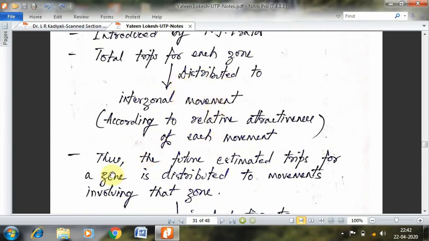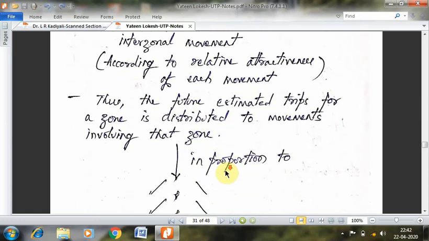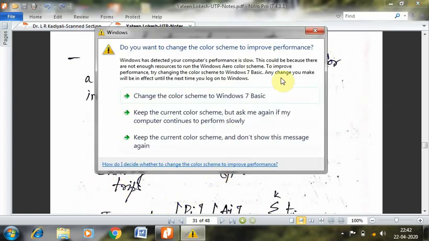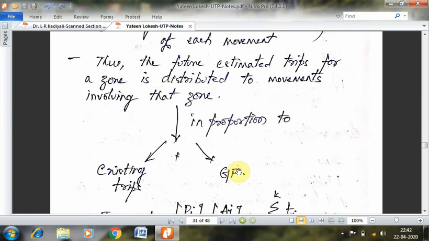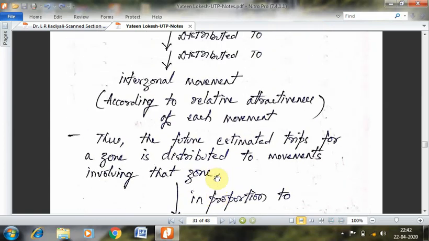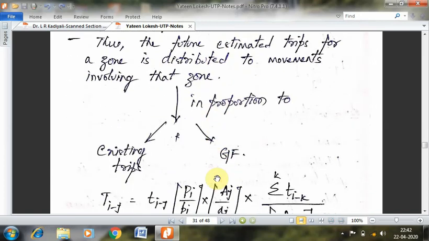So, soon after this, the future estimated trips for a zone will be distributed to the movements involving that particular zone in proportion to two main parameters, that is the existing trips as well as the growth factor. You will understand what I have tried telling you here once we start solving the problem, so you need not worry much if you have not understood what I just spoke as of now.